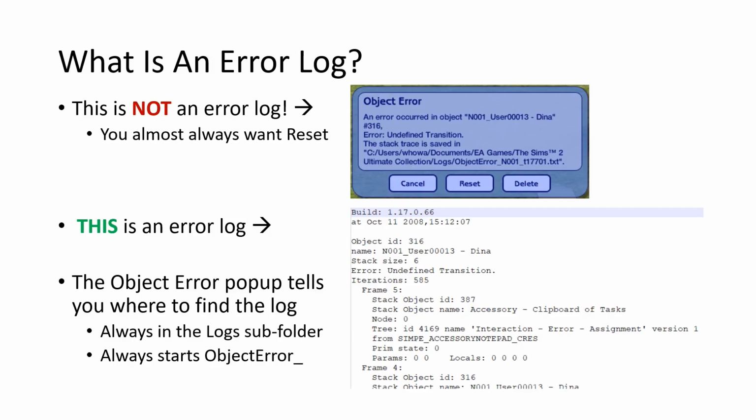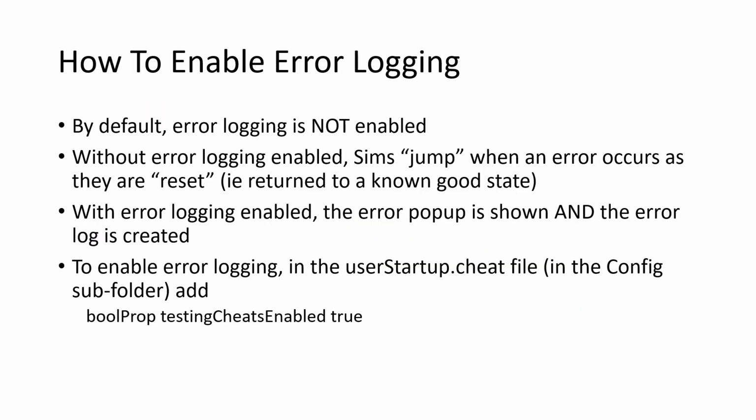Now, if that was a sim, you get the alarming thing where the sim gets deleted from the lot, and you have to then go and respawn them. If an object created the error, then the object will just be deleted from the lot. So the one you almost always want is reset.